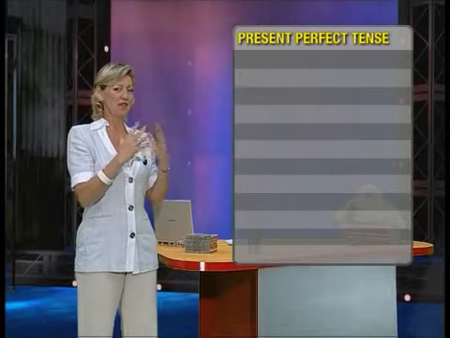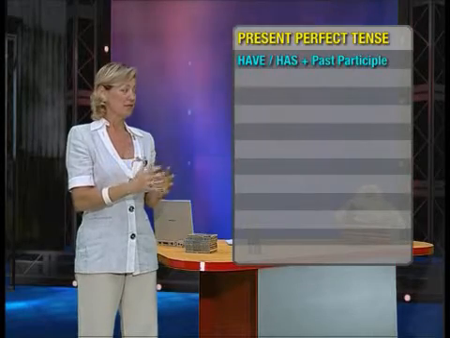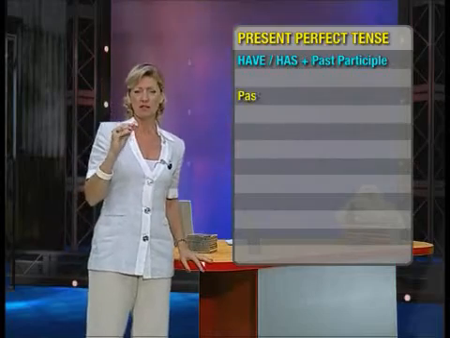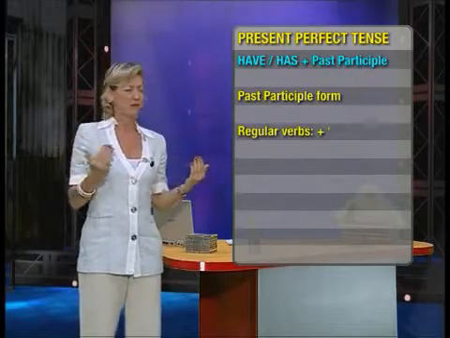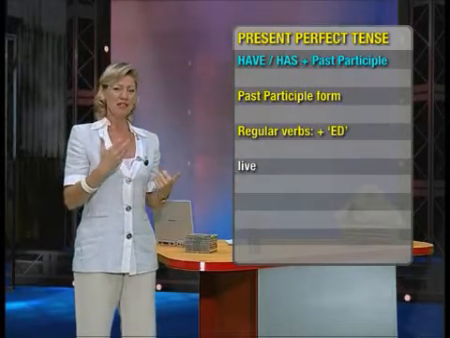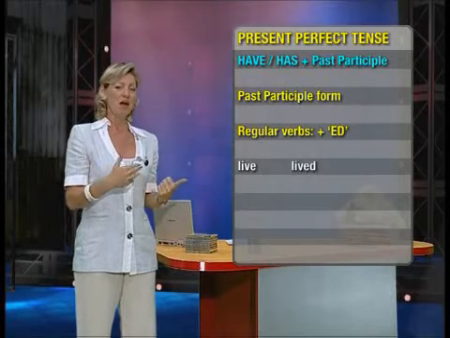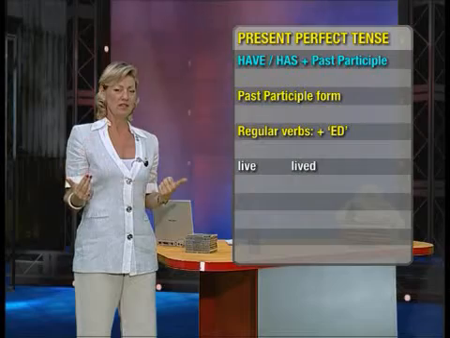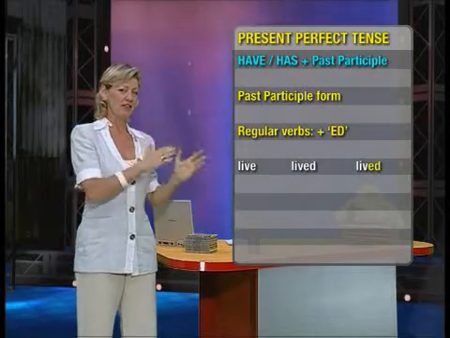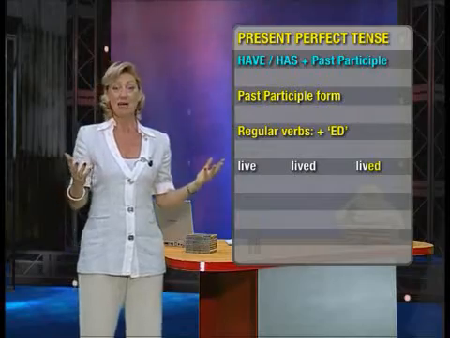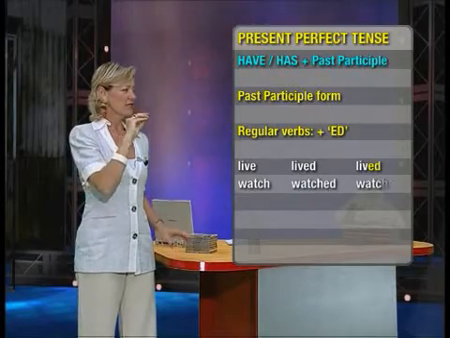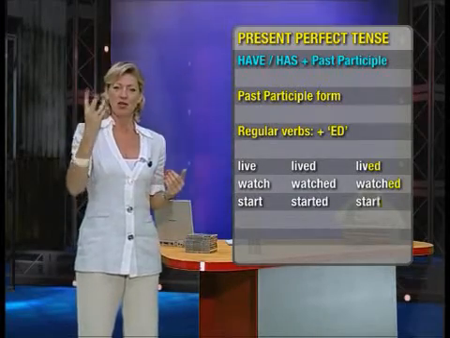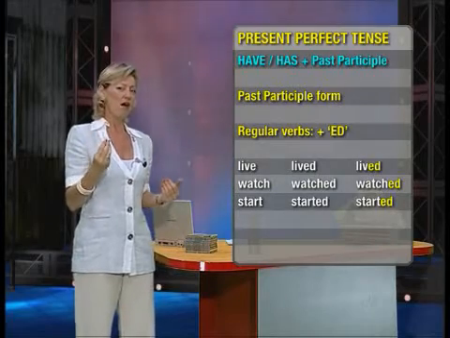Now, as from the examples you heard, I was using the auxiliary have and has, followed by what we call the past participle. Now, let me just explain the past participle. Let's take some regular verbs. Live, the past tense of live is lived, and the past participle is also lived. So in the verb paradigm, it's live, lived, lived. And that's the same for all regular verbs, so that's easy. Watch, watched, watched. Start, started, started. So the third column is our past participle.